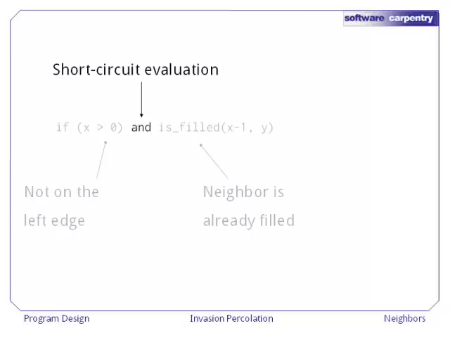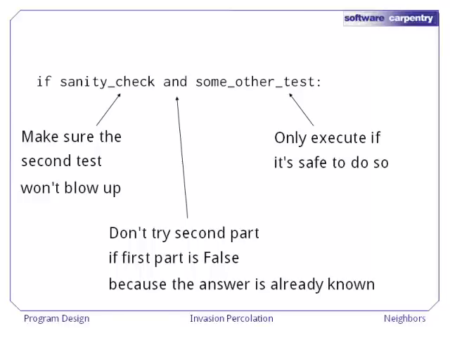And Python, like most other modern programming languages, does short circuit evaluation. It only tests the second part if the first part is true. This is the general pattern. When you need to do a sanity check before you can safely execute some other test, the idiom is: if sanity check and some other test. The AND ensures that if the sanity check fails, i.e. if it returns false, then the other test is never even executed. Because as soon as AND knows that one side is false, it doesn't need to test the other, because false and anything is false.